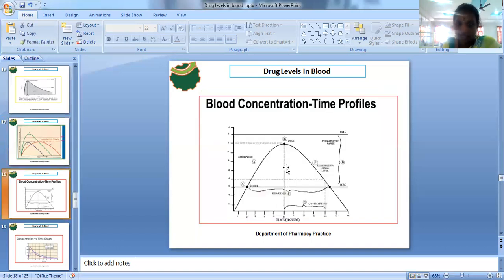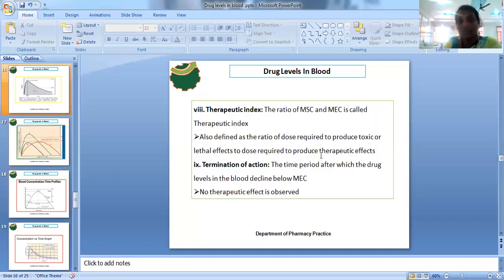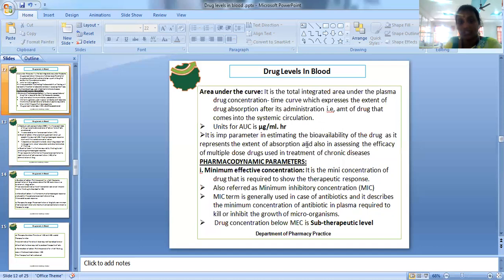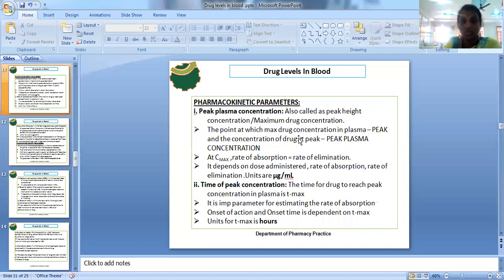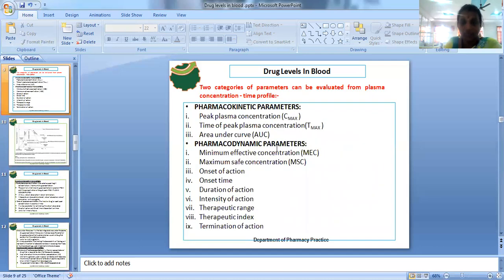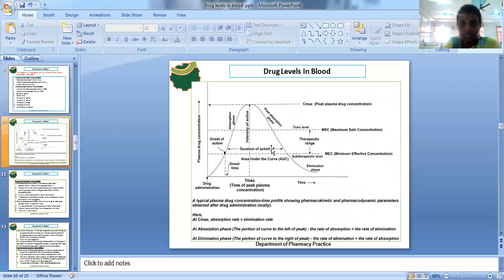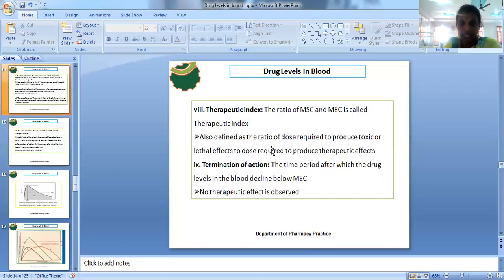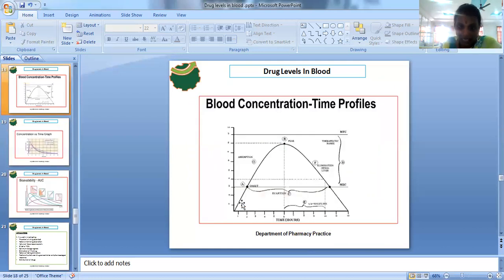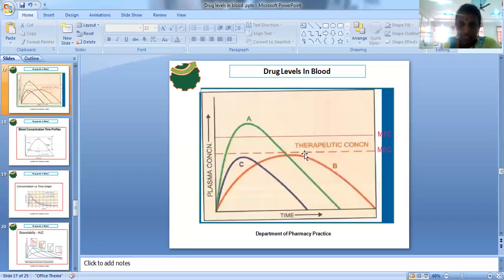Same thing only, in whatever graph I have mentioned here, the Cmax is above the MEC level. In order to give full clarity, I have mentioned all the pharmacodynamic parameters here. This graphical representation explains the ideal graph. Here, no graph shows the ideal drug therapy.